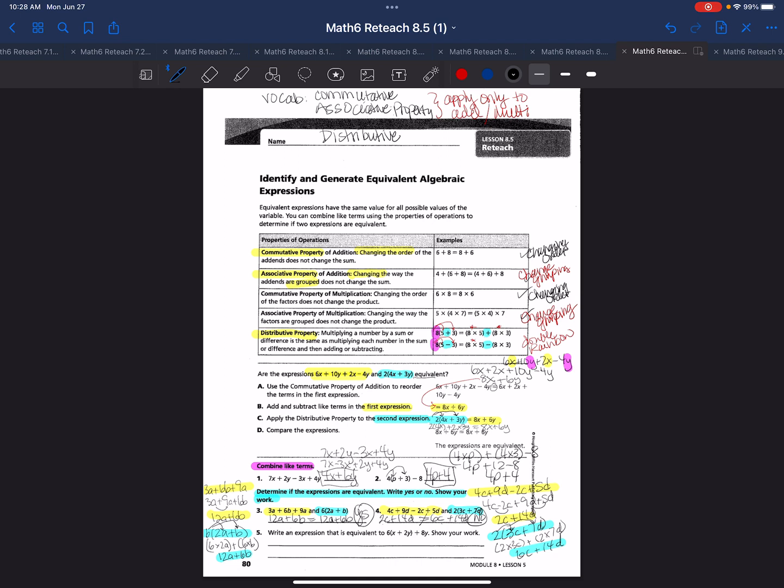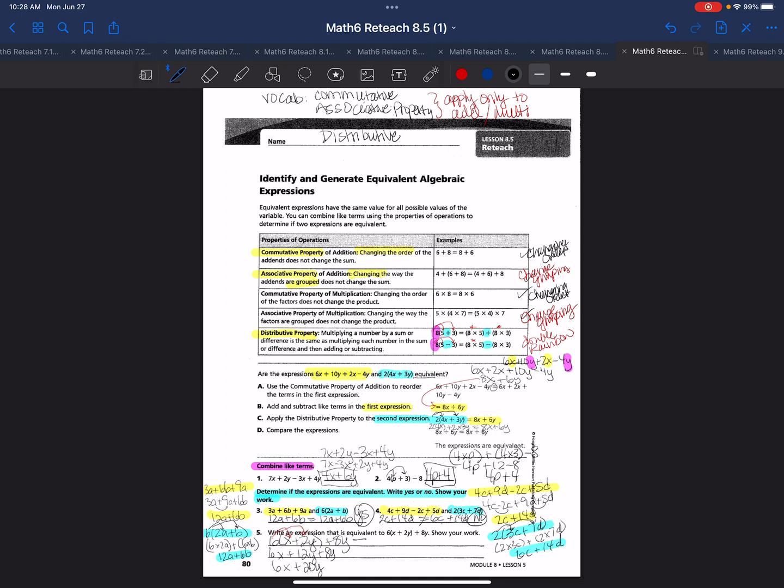Write an expression that's equivalent to the following. 6 times the quantity of x plus 2y plus 8y. Show your work. So the first thing you need to do is simplify this. I'm going to use distributive property. So I get 6x plus 6 times 2 is 12y plus 8y. So I'd get 6x plus 20y.